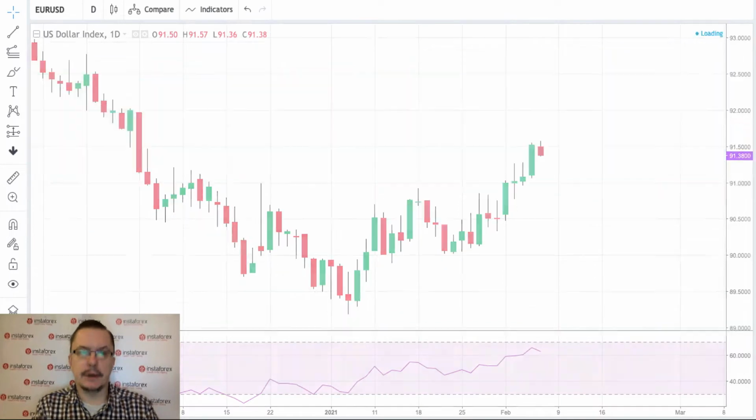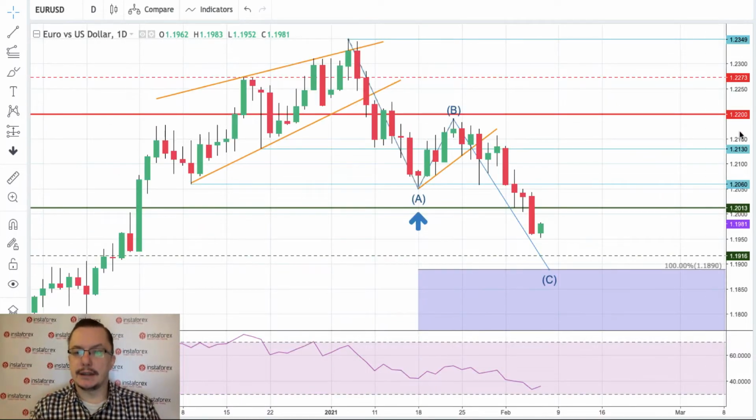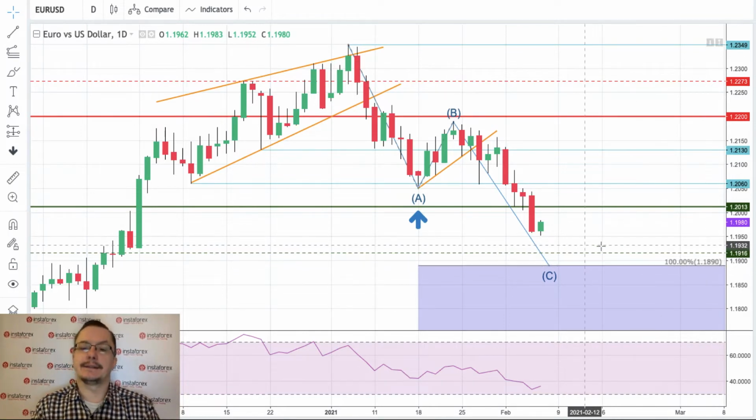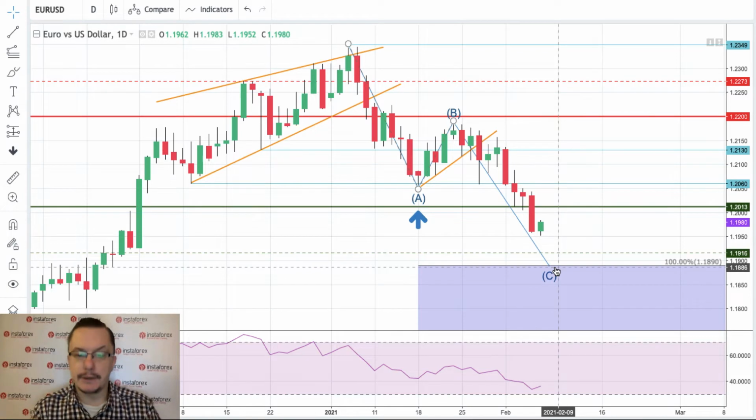Euro dollar, let's check if we are on the same page. You can see this candle here, daily time frame candle, clear breakout below 1.2013. The close was 1.1957. Nice move down. Today we are trying to bounce a little bit, but still the target is located at 1.1916 and 1.1890. This is the zone where the wave C is supposed to be completed.